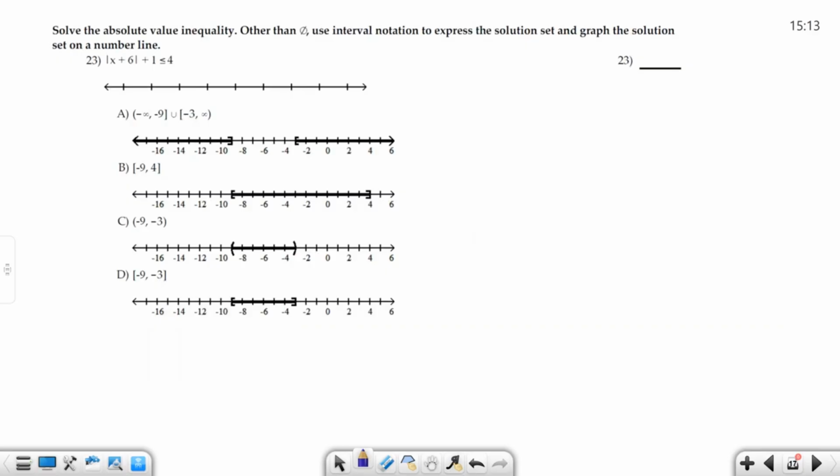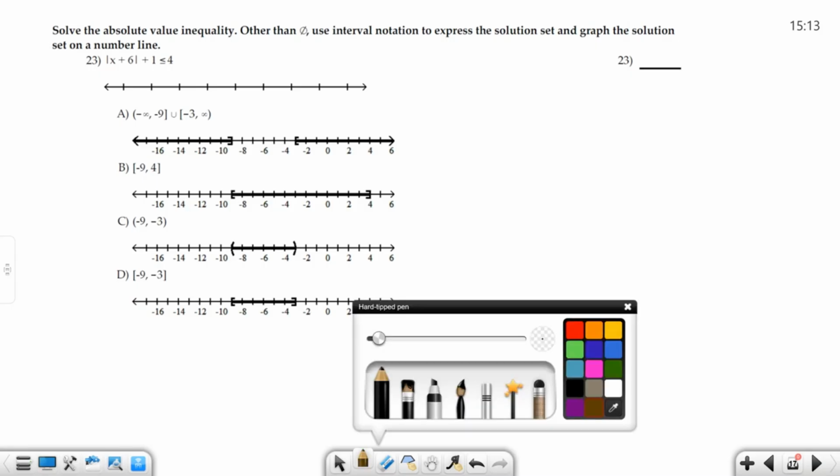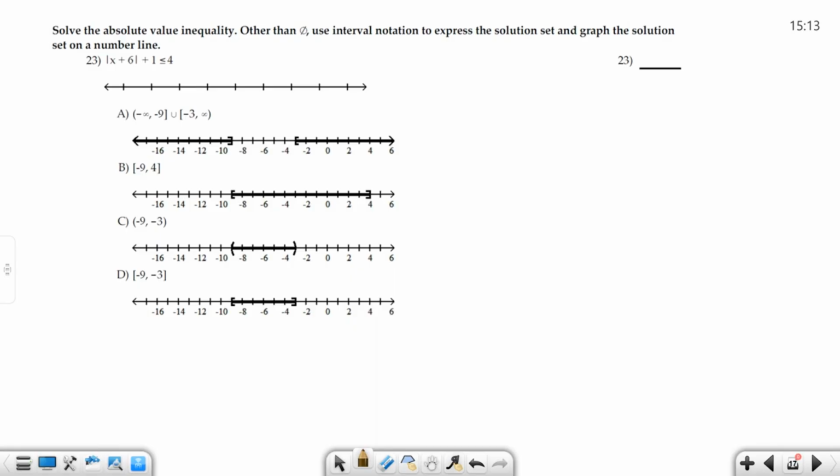23. Here's an absolute value less than. Remember, less than and greater than are done differently. This one's less than. So again, I need to get rid of this and move it over. So I have the absolute value of x plus 6, plus 1, less than or equal to 4. I'm going to move the 1. The absolute value of x plus 6 is less than or equal to 3.